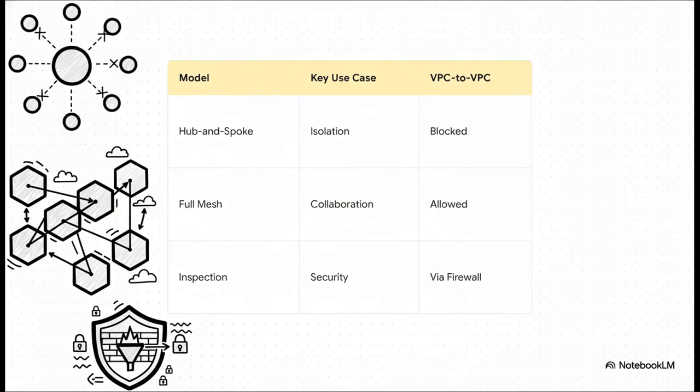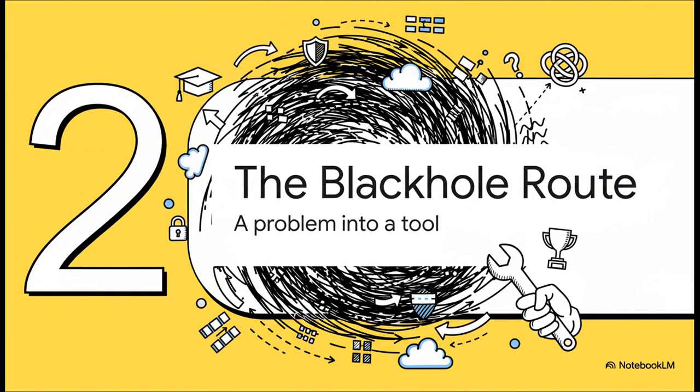So let's just quickly recap that. Hub and spoke is all about isolation, so VPC to VPC is blocked. Full mesh is for collaboration, so it's allowed. And the inspection model is for security, meaning all traffic has to go through a firewall. 3 different models for 3 very different needs. Simple, right?